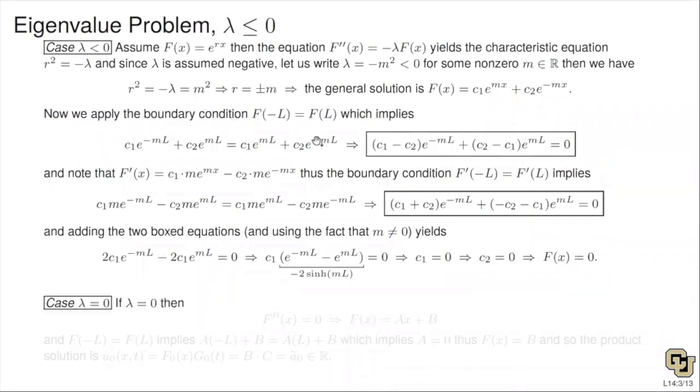For lambda equal to 0, we've done this before. You just go back to the original problem, go back to the original ODE up here, and replace lambda with 0. You get this f double prime is 0, and just integrate twice. When you integrate the first time, you get a constant, call it a. When you integrate the second time, you get ax plus b.